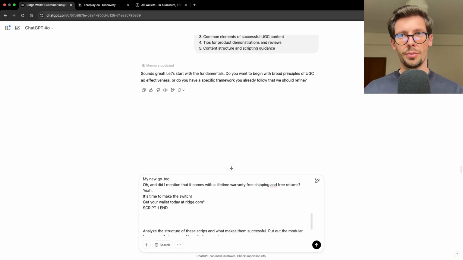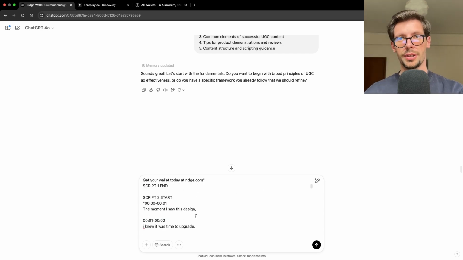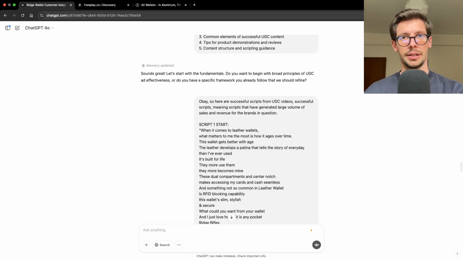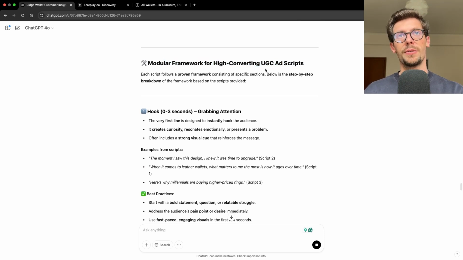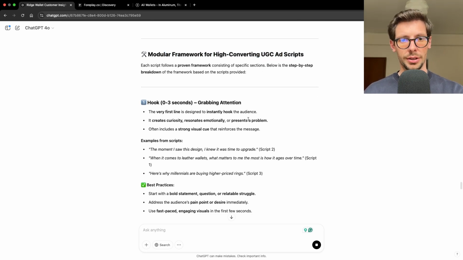Now this is what you want to do with ideally 5 to 10 scripts, the more the better. After you input all the scripts, you just go on enter. So then ChatGPT gives out its analysis, and honestly, this is rather more for quality control rather than for our learning. You can also, of course, use this to analyze the structure of the scripts. Before AI, you had to do that manually.